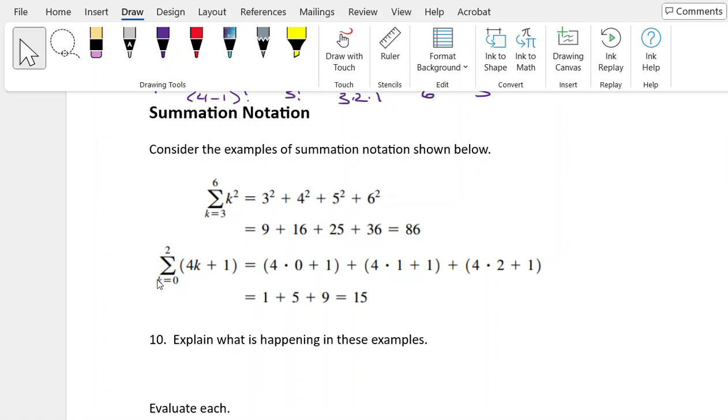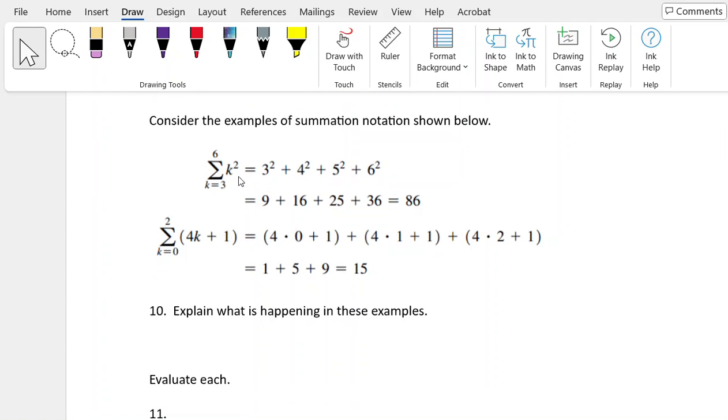In the second example, we have k equals 0 written under the sigma and 2 written on top. Then we have 4k plus 1. And you can see that we are plugging 0, 1, and 2 into 4k plus 1, and then adding those all together. So the way the sigma notation or summation notation works is that we plug in the bottom number written below the sigma and each whole number between that and the top number written on top of the sigma. What we're plugging those numbers into is written to the right of the sigma. So we have the k squared and the 4k plus 1.